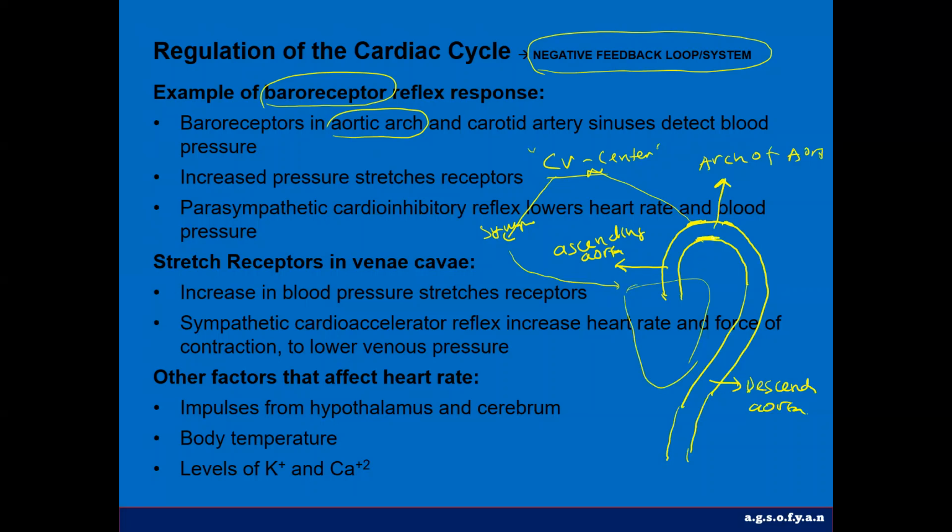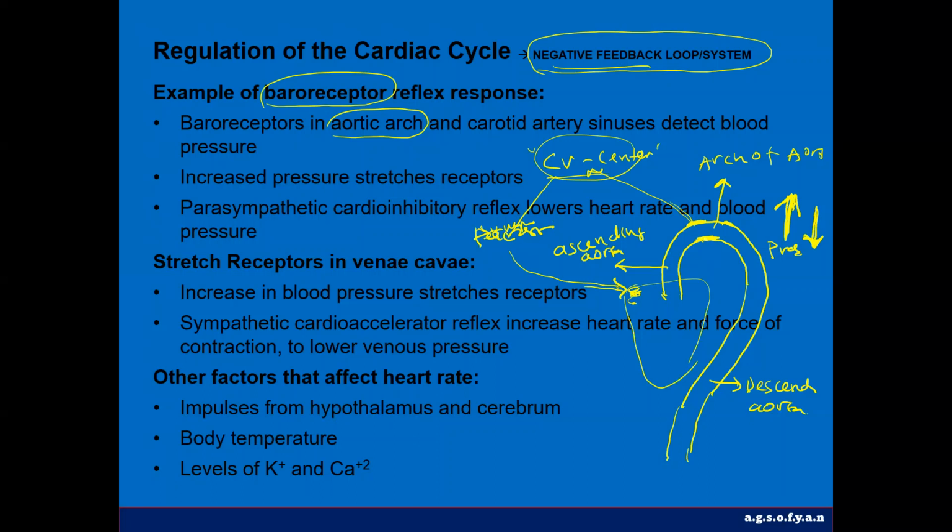So if the pressure is increased, okay, so we're going back. If the pressure increases, it will be sensed by this baroreceptor. Okay, so the stimulus, pressure increase, sends the information to the CV center. Then the CV center will tell the parasympathetic division to lower the heart beating. Okay, so when the heart beating is lower, then the pressure will be decreased. Okay, so this is what we call the negative feedback system.